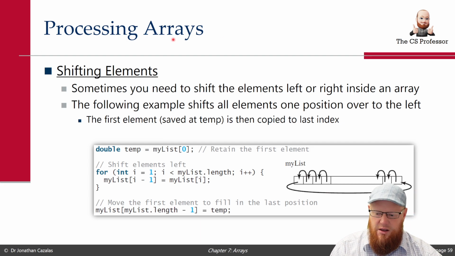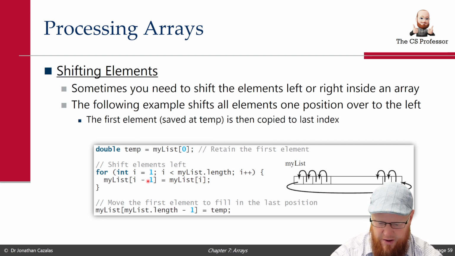So if you notice here, we're going to loop from index 1, not index 0. We're looping from index 1 all the way through the length of the array. And we're going to take the value at index 1 and save it to index 0. Then we do i++. We take the value at index 2, save it to index 1, right? We keep doing this. I'm going to come back to the tablet.